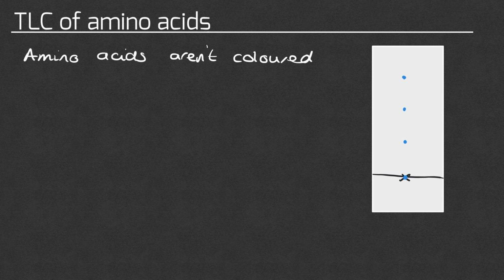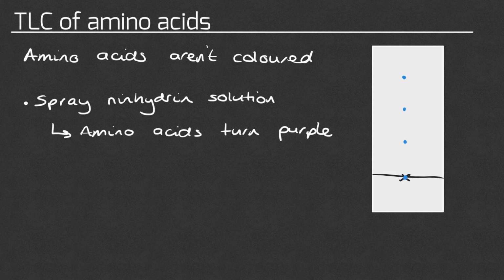A slight problem with doing this process practically, however, is that amino acids aren't coloured chemicals, so they won't show up on your thin layer chromatography plate. So there are a few different methods you need to be aware of for how you can visualise, how you can see the different amino acids on the plate. The first way you can do this is by spraying a chemical called ninhydrin solution on the TLC plate. And this will turn the amino acids purple so you can see them.